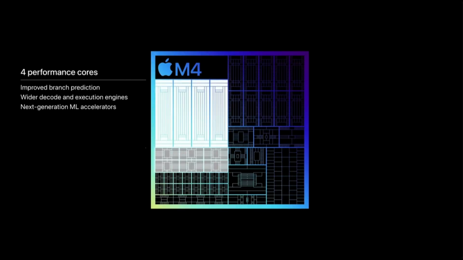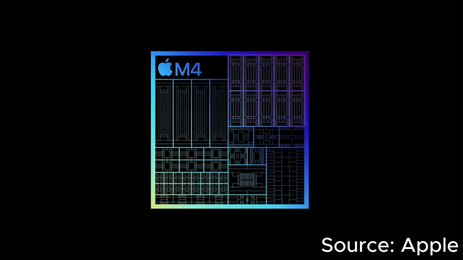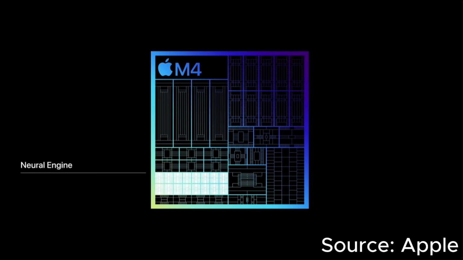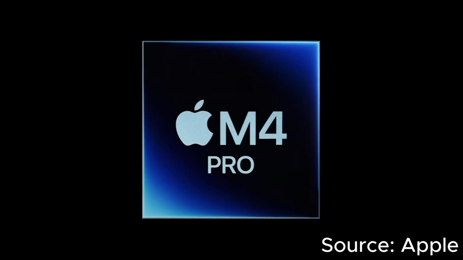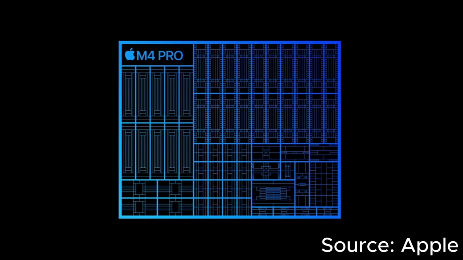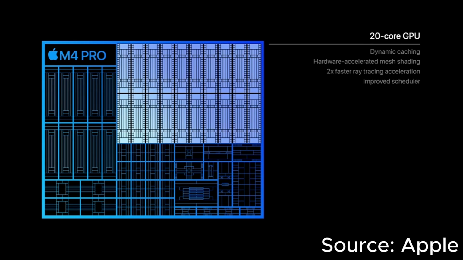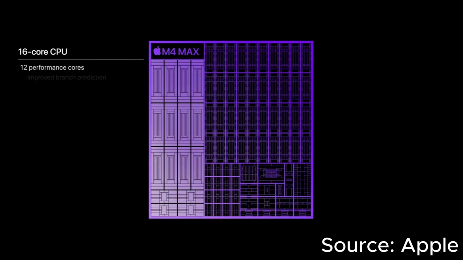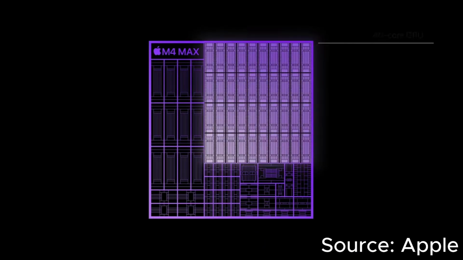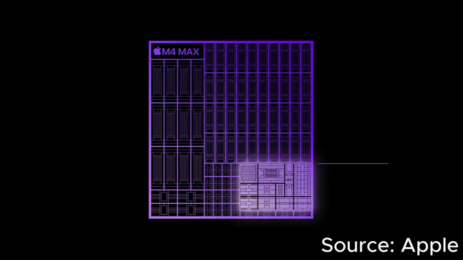The M4 starts with a 10-core CPU and a 10-core GPU and the Neural Engine. The M4 Pro features a 14-core CPU and a 20-core GPU, and the insanely powerful M4 Max has a 16-core CPU, 40-core GPU, and an advanced media engine.